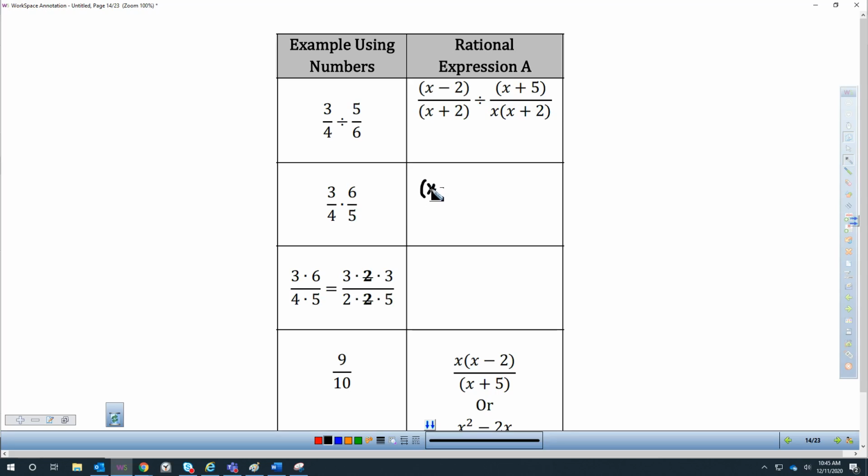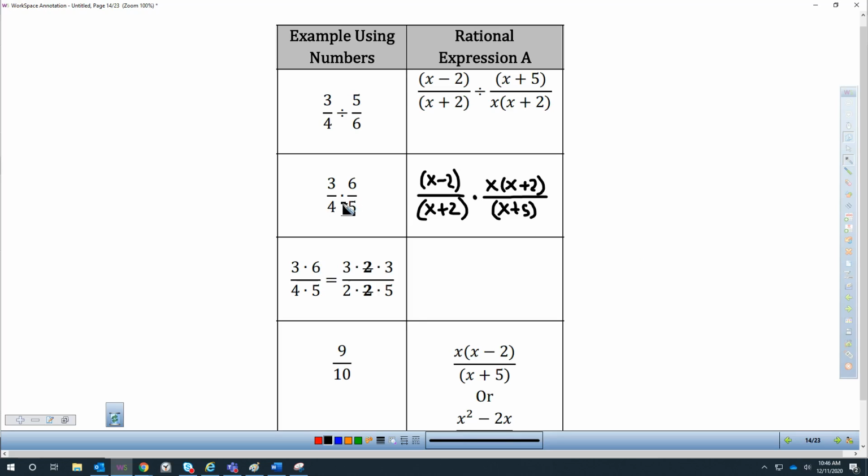So we've got x minus 2 over x plus 2, and instead of dividing by x plus 5 over x times x plus 2, I'm going to multiply by the reciprocal of that, which is going to be x times x plus 2 over x plus 5. Remember, with multiplication, we're going to write it as a single fraction with the numerator and denominators being multiplied.